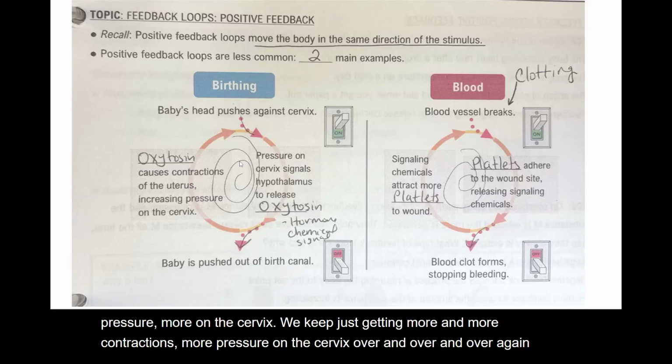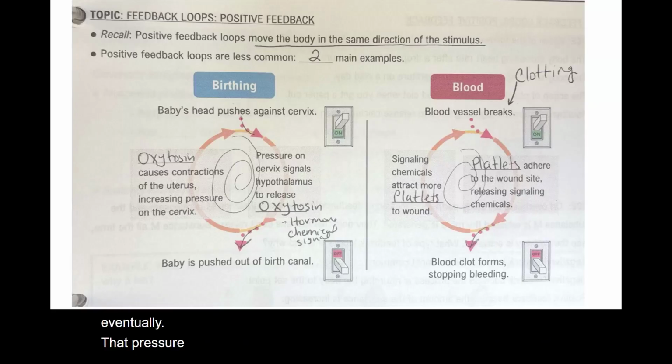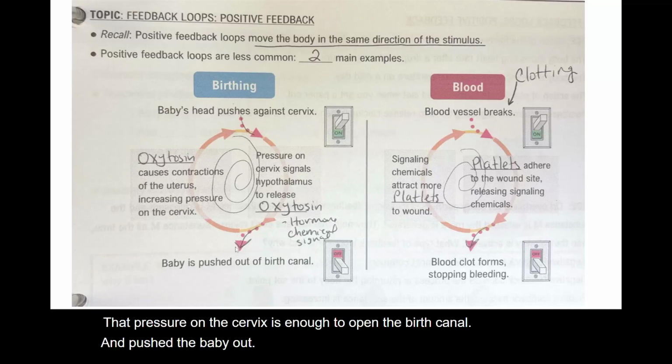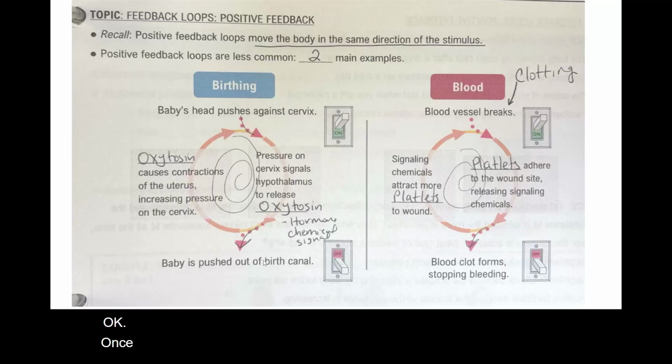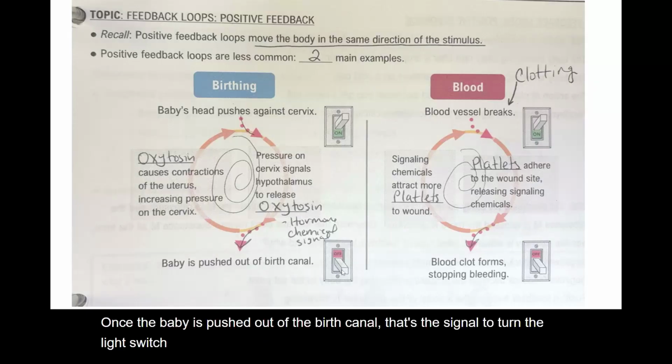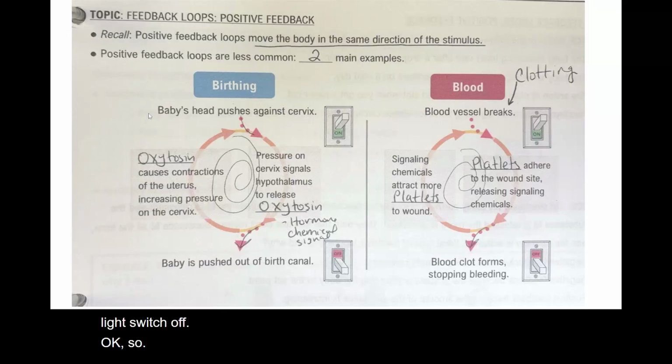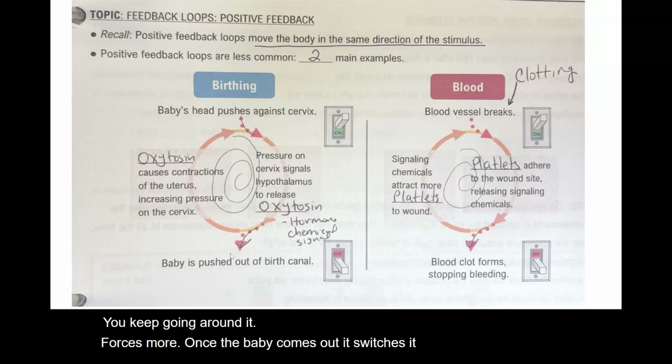And eventually, that pressure on the cervix is enough to open the birth canal and push the baby out. Okay? Once the baby is pushed out of the birth canal, that's the signal to turn the light switch off. Okay, so you get in, it turns it on, you keep going around, it forces more. Once the baby comes out, it switches it off. So that's the positive feedback.